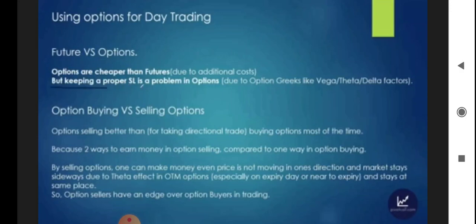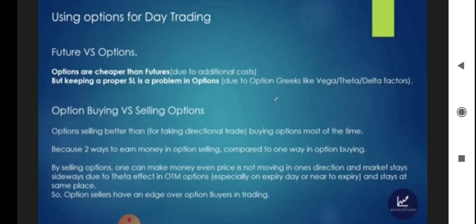That is, keeping a proper stop loss is a problem in option due to option Greeks like Vega, Theta, Delta and all this. These are all known as option Greeks. Option price depends on factors like option Greeks. Vega means volatility, Theta means time decay, Delta means how much your option price will move based on the underlying. So if you want to trade in option, my advice is to have at least a basic knowledge of this before you trade in options. If you don't know anything about options, then better not to trade in option.